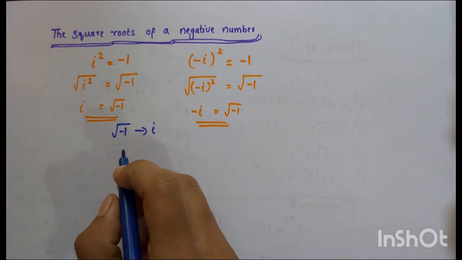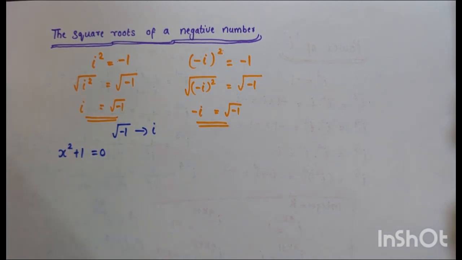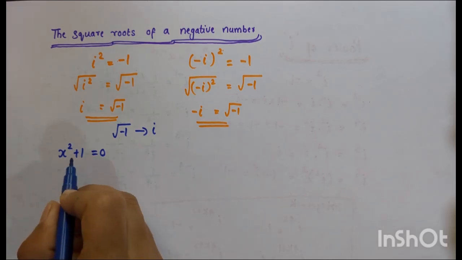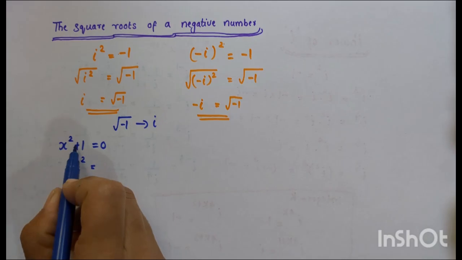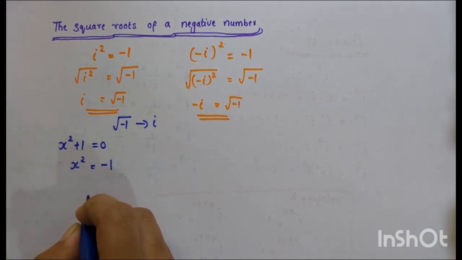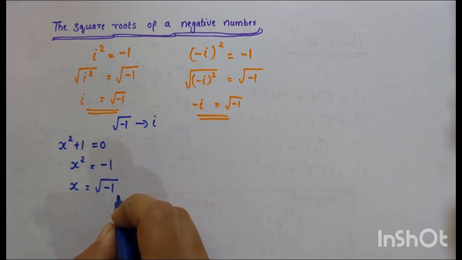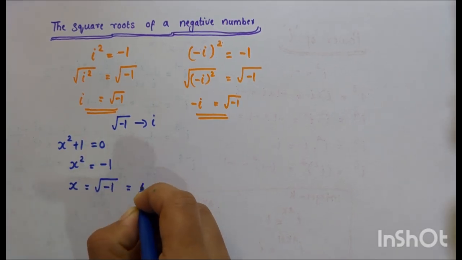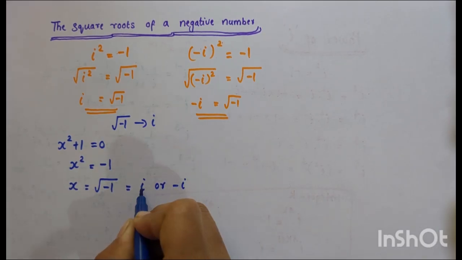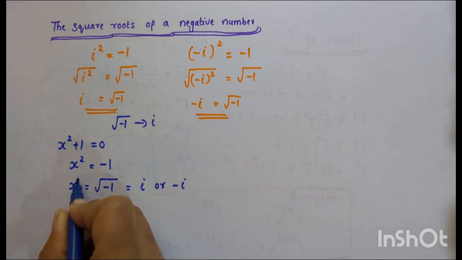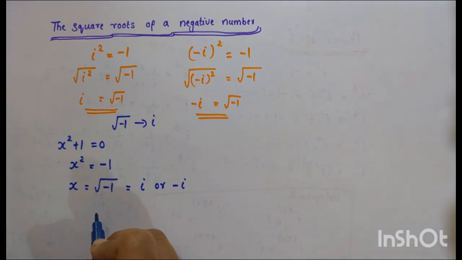Now, let us consider the equation x square plus 1 is equal to 0. We can write x square is equal to minus 1, taking plus 1 to the other side where it becomes minus. Then x will be the square root of minus 1, which is actually i or minus i, both are possible. So minus i and i both are the solutions of the equation x square plus 1 is equal to 0, or x square is equal to minus 1.